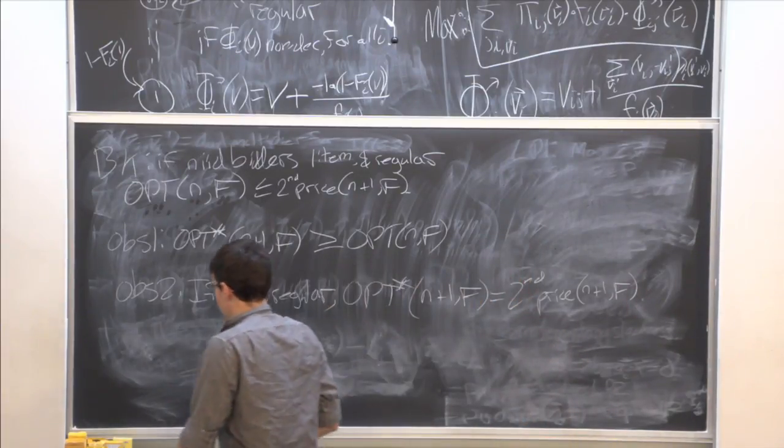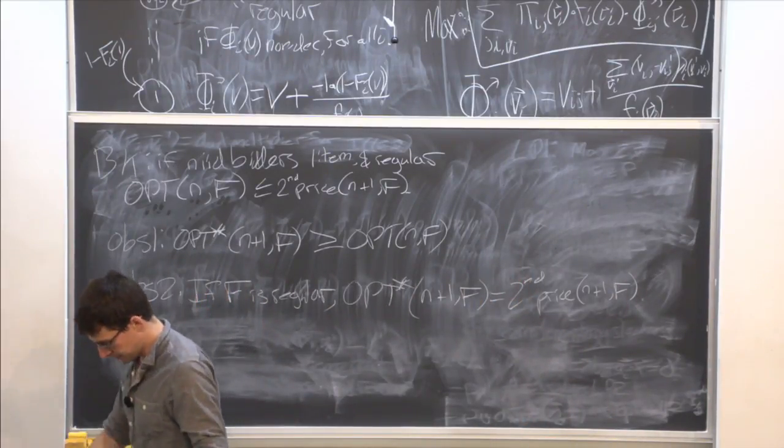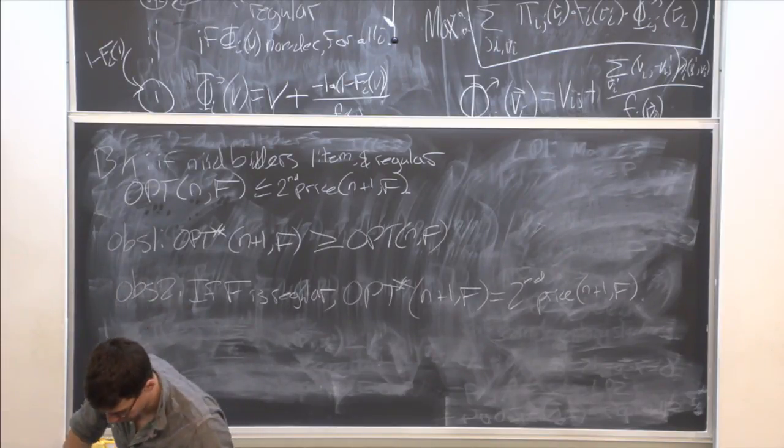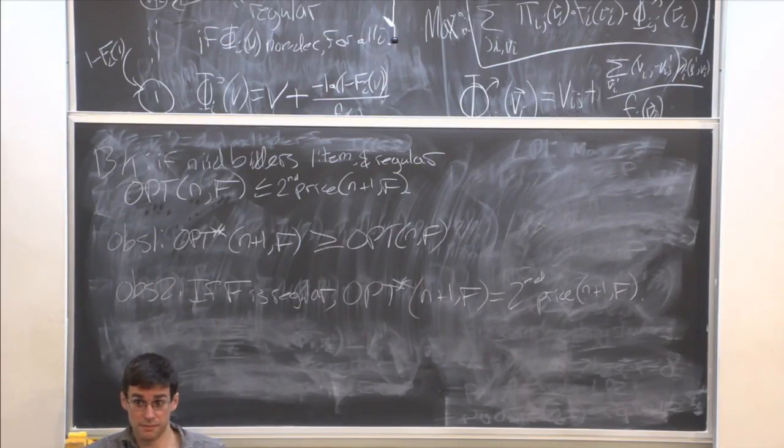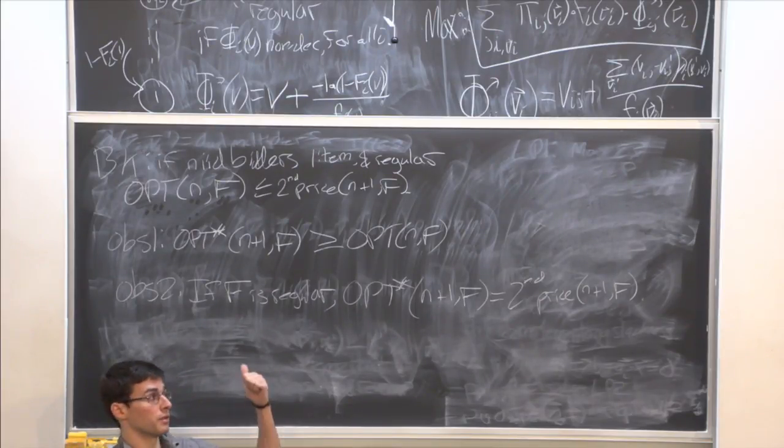Okay, so let's parse this. We know that virtual values are always monotone. And because the bidders are IID, they have the same virtual transformations. So this means that definitely the highest bidder has the highest virtual value. So giving the item to the highest bidder definitely maximizes virtual welfare.